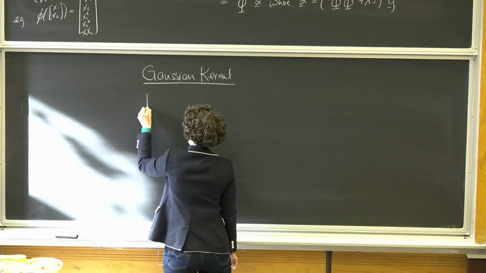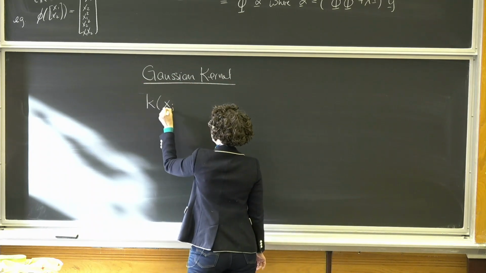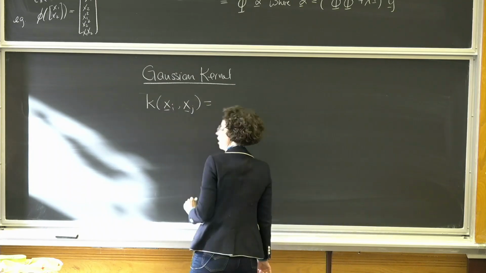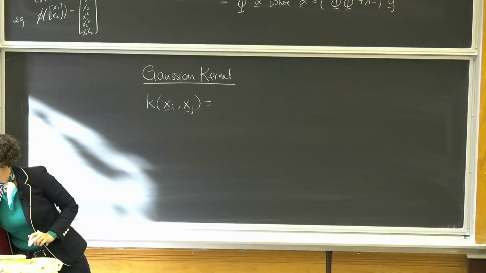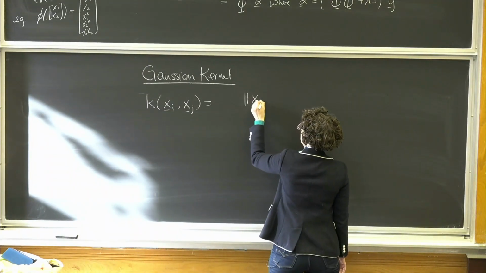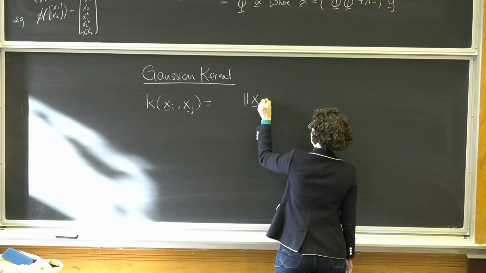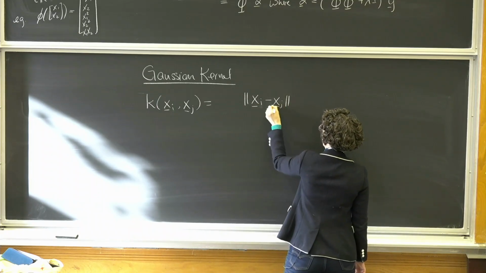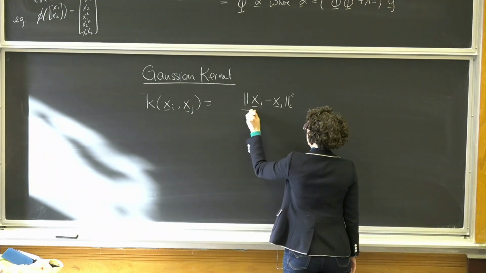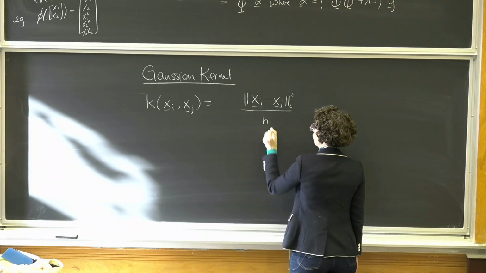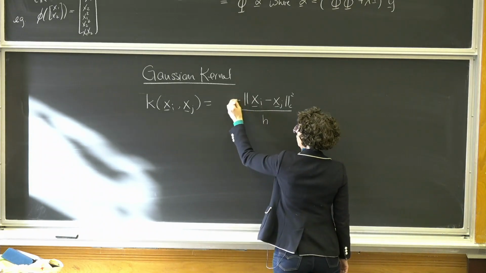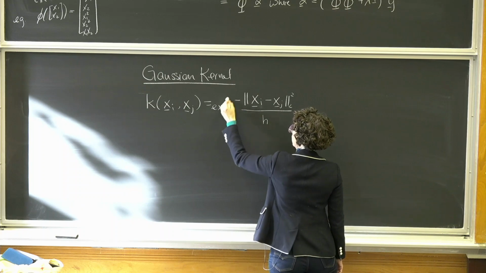With the Gaussian kernel, again, we think about it in terms of two feature vectors, let's say xi and xj. The kernel function is now going to look like this: I'm going to start with the Euclidean distance between xi and xj, and I'm going to square it. Then I'm going to divide it by a tuning parameter or bandwidth h, take the negative of this, and then exponentiate.